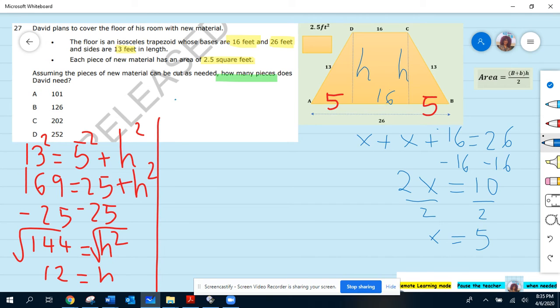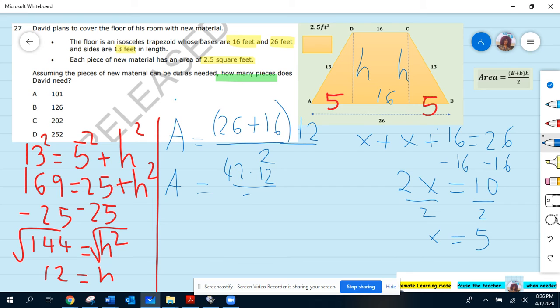And now we are able to calculate, of course, the area. So area of the trapezoid will be the sum of the bases. So we'll have 26 plus 16, everything multiplied by the height, which is 12 for us, and divided by 2. So area equal 42 times 12 divided by 2. So if you calculate this number, you get 252.